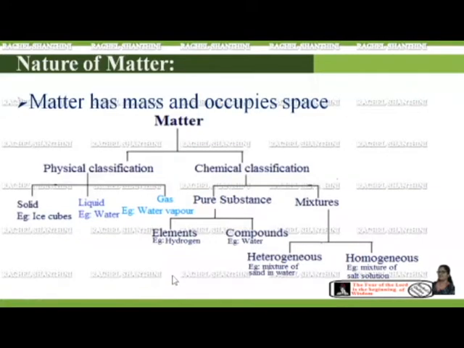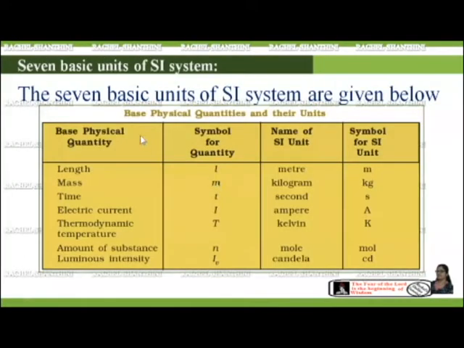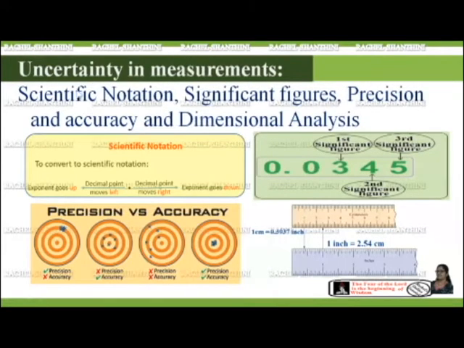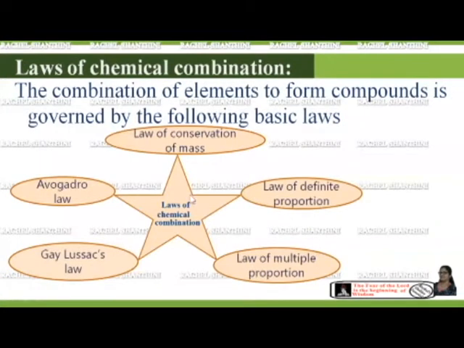In session 1.1, we have discussed the importance of chemistry, nature of matter, and its classification. In session 1.2, the 7 basic units of SI system. In session 1.3, the physical quantitative properties of matter. In session 1.4, the uncertainty in measurements. In session 1.5, the laws of chemical combination.